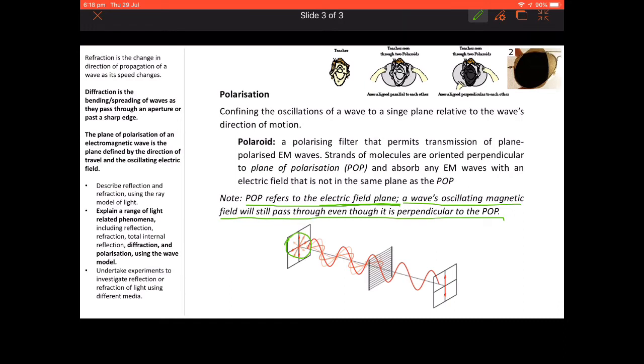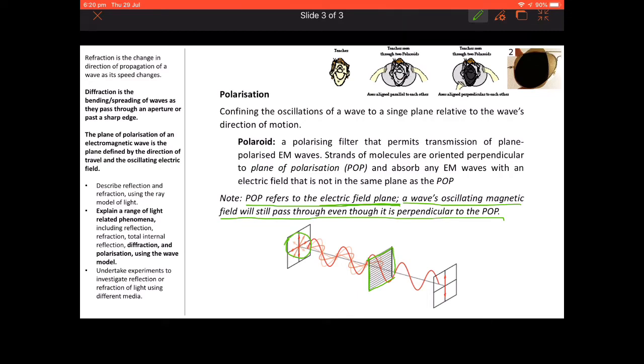The only wave that can get through this Polaroid here is a wave that is exactly perpendicular to the parallel strands of molecules that are arranged in this Polaroid. All the other waves are absorbed by the Polaroid and the molecules in the Polaroid.